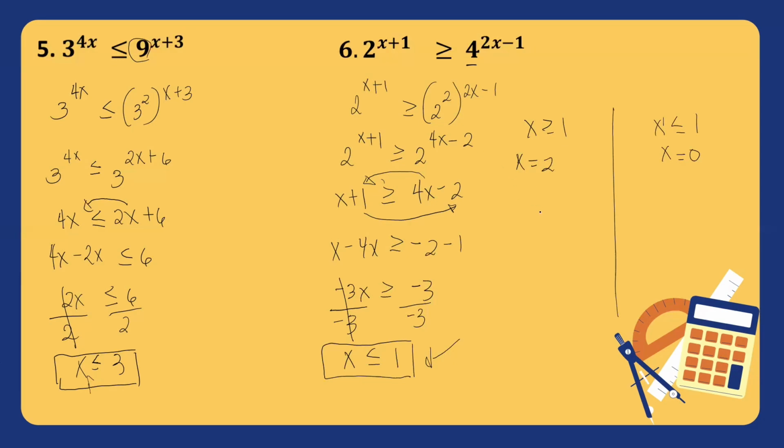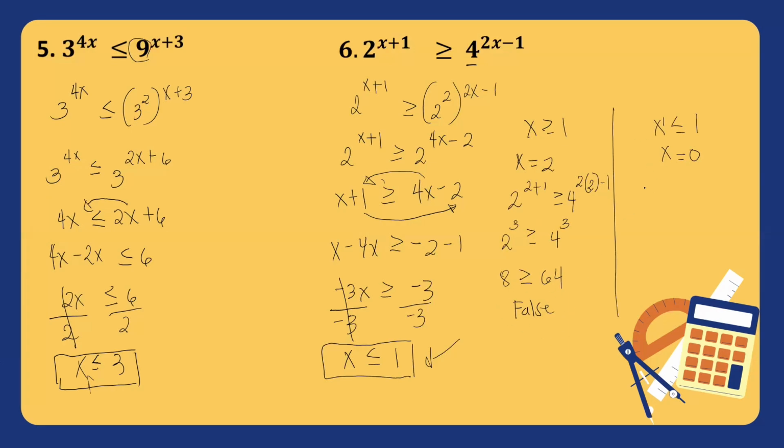So, therefore, we have here 2 to the power of 2 plus 1 is greater than or equal to 4 to the power of 2 times 2 minus 1. So, simplify natin. 2 to the power of 3 is greater than or equal to 4 to the power of, 2 times 2 is 4 minus 1 is 3. So, we have 2 to the power of 3 which is 8 is greater than or equal to 64. Is it true or false? It is false. Hindi naman mataas si 8 kay 64. So, it is false. So, kaya po, kung greater than or equal natin siya, hindi siya magiging true ang statement.